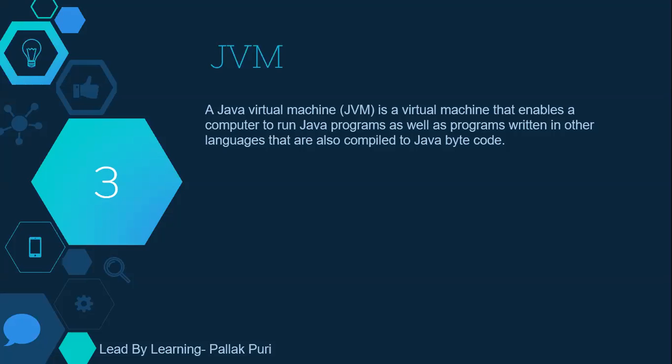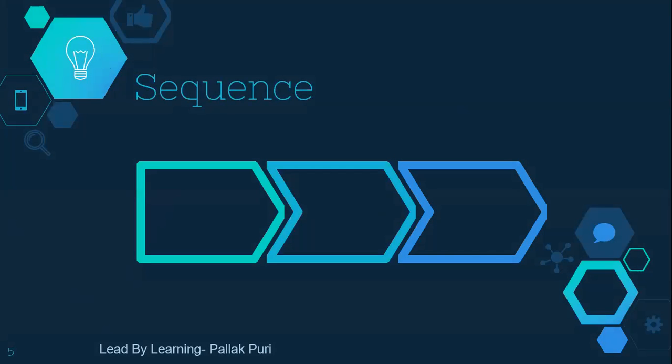So this is JDK, JRE and JVM, right? If I talk about the sequence, JDK is the broader component. In the JDK, we have another component, JRE, which is the Java Runtime Environment, the environment that is provided to run the Java program. And in JRE, we have another component, JVM. JVM is the component of JRE that is actually responsible for running the Java program. So this is the sequence: first JDK, then JRE, then JVM.